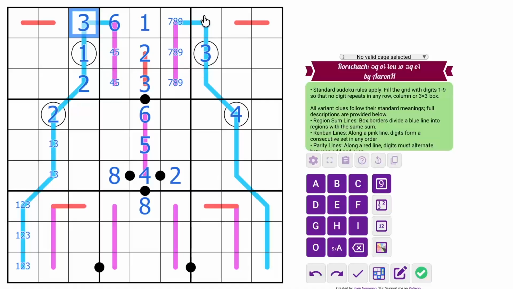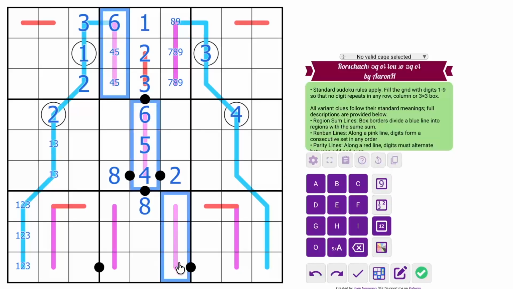And now if we have a quick look here, what's going on here is 1, 2, and 4 is the only way to make 7. So this 3 means this can't be a 7. Okay, so once again, we've got our signs of roping in this section.